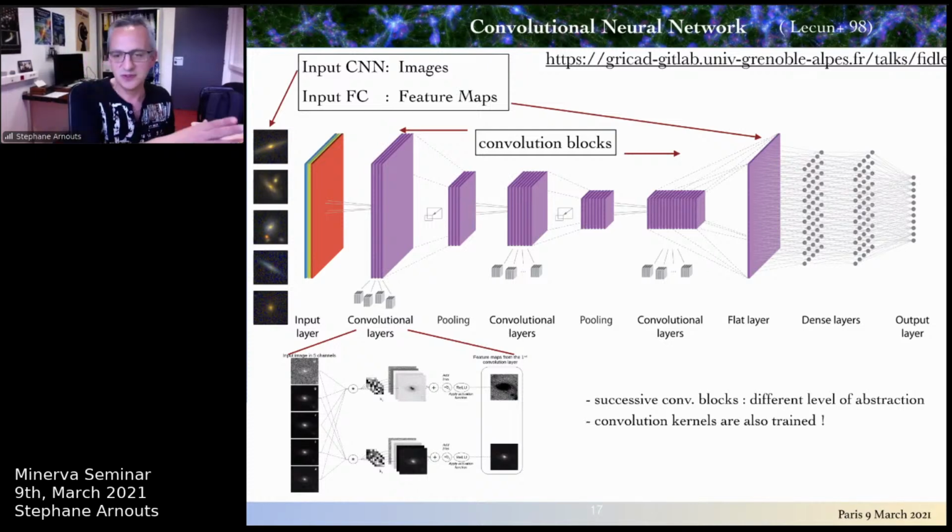So you do the convolution in several steps with some pooling, and at the end you connect what we call the feature map, so all the final information you have collected about your images, which is compressed, to the fully connected layers to get the classification or your redshift estimate.